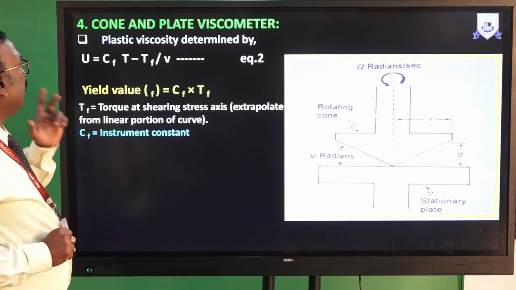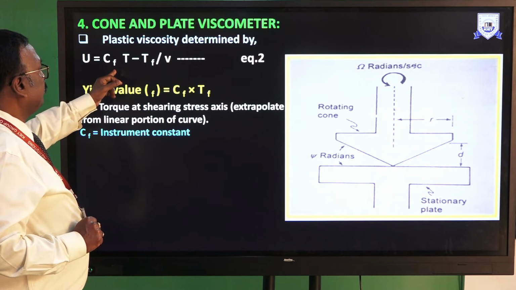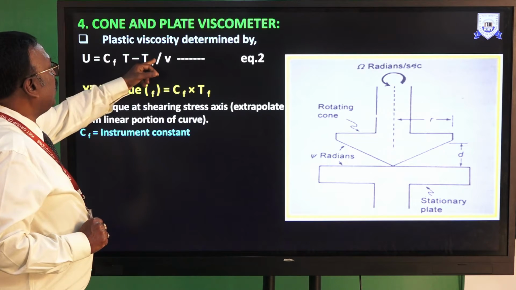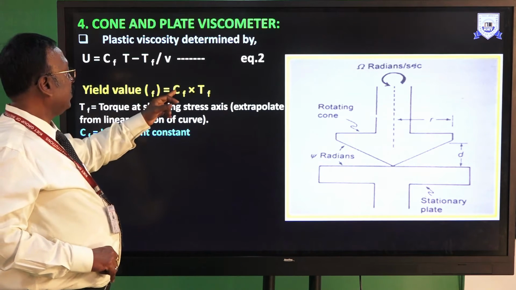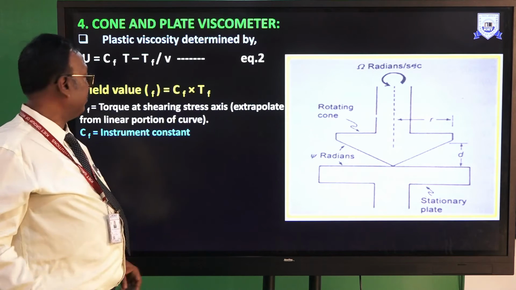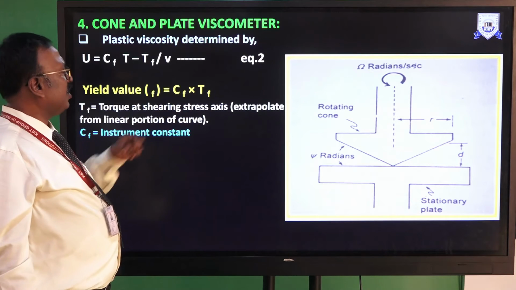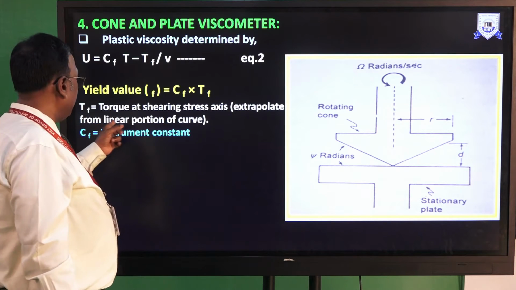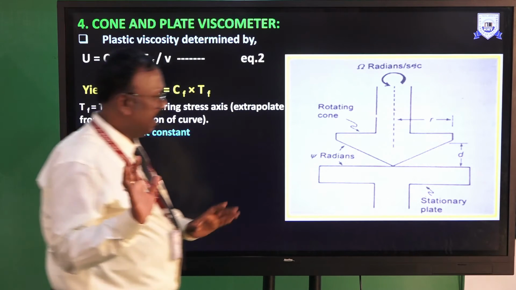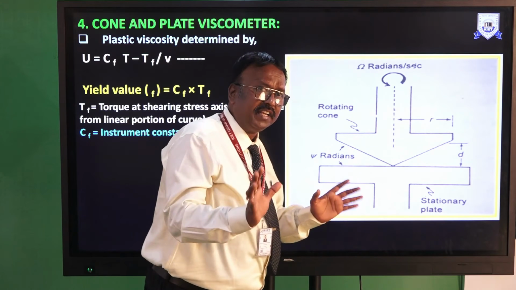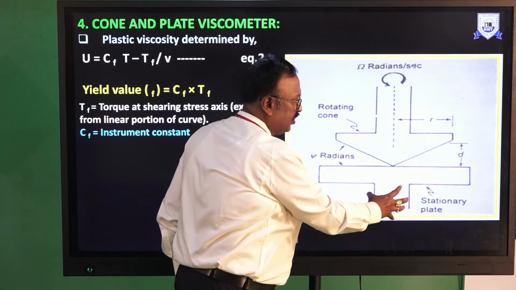That means for plastic viscosity, U = CF (T − TF) / V, which we call equation 2. The yield value, F, is equal to CF multiplied by TF. TF is nothing but the torque at the shearing stress axis, extrapolated from the linear portion of the curve, and CF is the instrument constant. Here, diagrammatically, this is the cone and this is the plate.